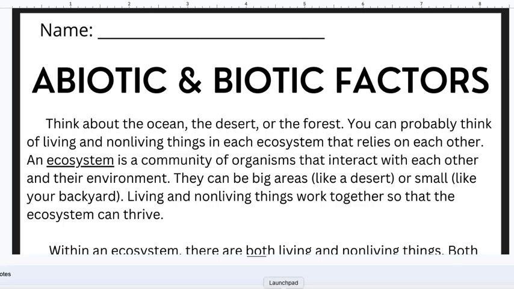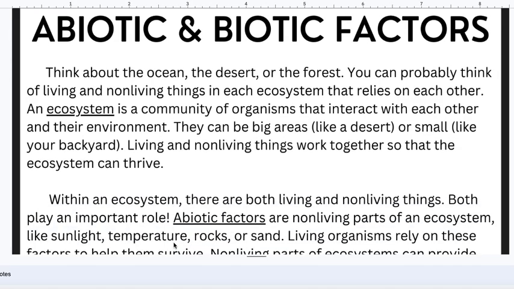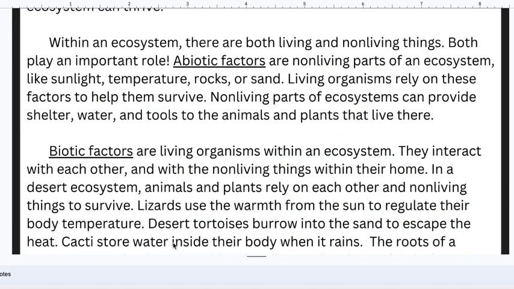You can probably think of living and non-living things in each ecosystem that rely on each other. An ecosystem is a community of organisms that interact with each other and their environment. They can be big areas, like a desert, or small, like your backyard. Living and non-living things work together so that the ecosystem can thrive. Within an ecosystem, there are both living and non-living things. Both play an important role.